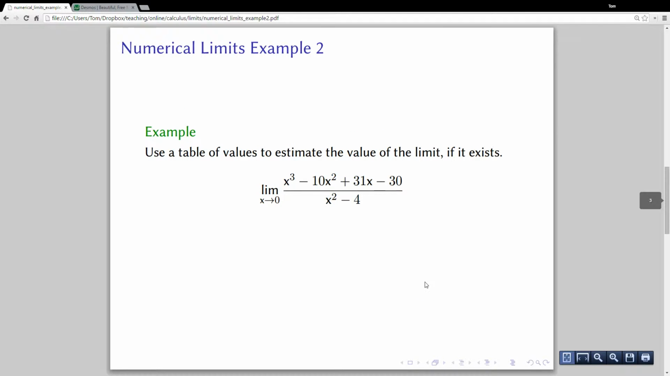All right, in this example, we want to take a look at the limit as x goes to 0 of this function. This is a rational function. It's a polynomial divided by a polynomial. It's a lot more complicated than the function that we looked at last time. So what I'm going to do in this case, just to make all of the arithmetic a lot simpler, is use a website called Desmos.com.